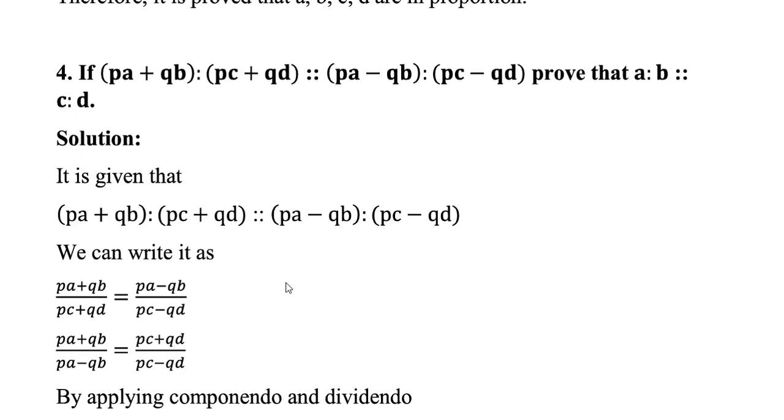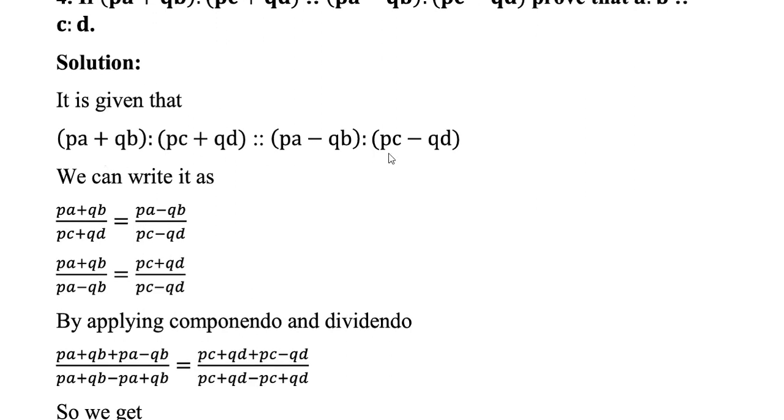Come to the next problem. If (pa + qb) is to (pc + qd) is equal to (pa - qb) is to (pc - qd), prove that a is to b is to c is to d. Okay, so let's write the equation as it is given. After that we can write (pa + qb)/(pc + qd) is equal to this one divided by this one.